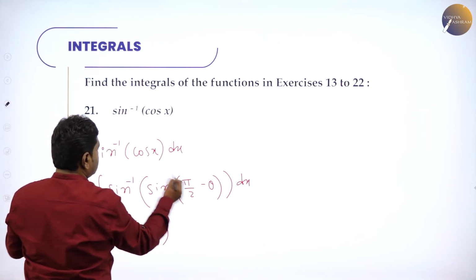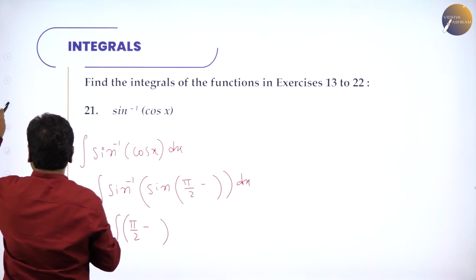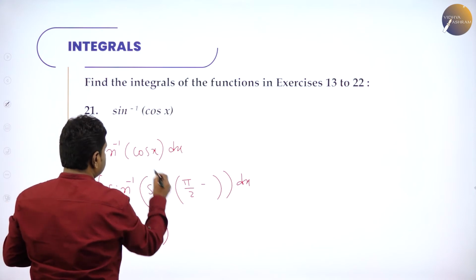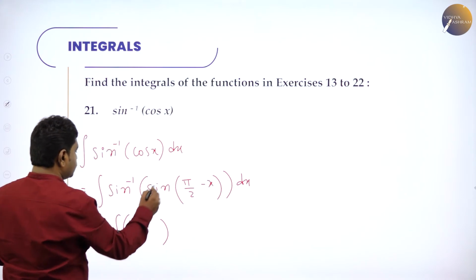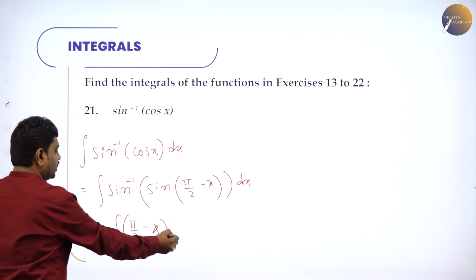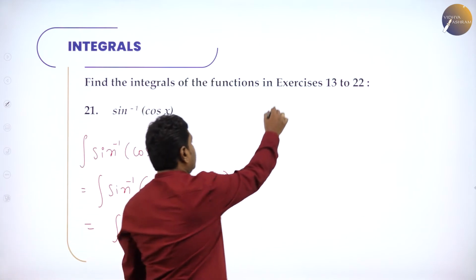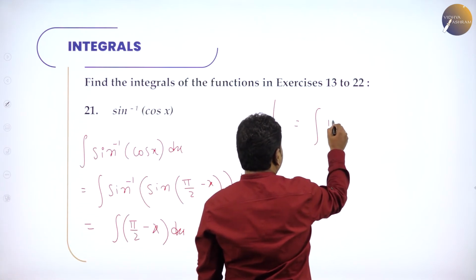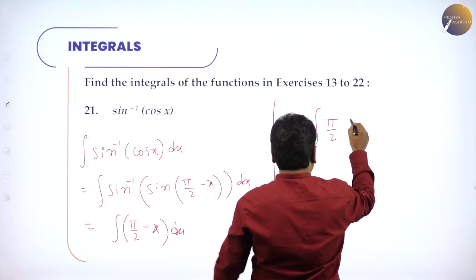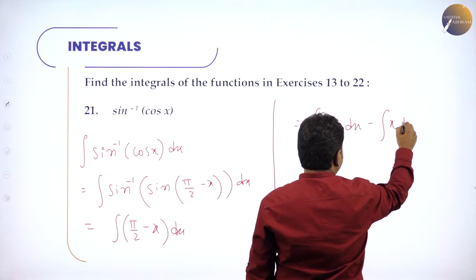So because it is cos x, I should write it as, so cos x in maths can be written as sine of 90 minus x. So sine inverse cancels, we will be left with 90 minus x dx. Now integrate each term. So integration of pi by 2 dx minus integration of x dx.